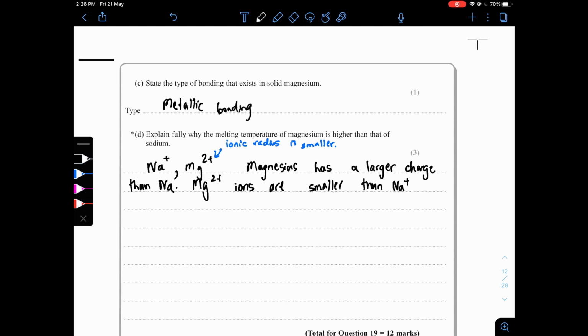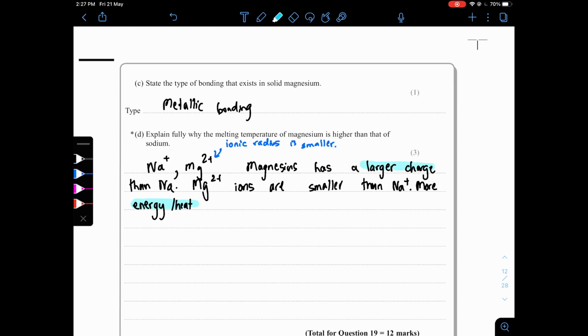So then what? Then we can talk about the energy required, because the question says why the melting temperature is higher. So we need to talk about the energy required to overcome the forces of attraction. The Edexcel people really like the terms. So we need to say more energy, and if you don't write energy, you don't get the mark. You need to write energy or heat. So that's the key term here.